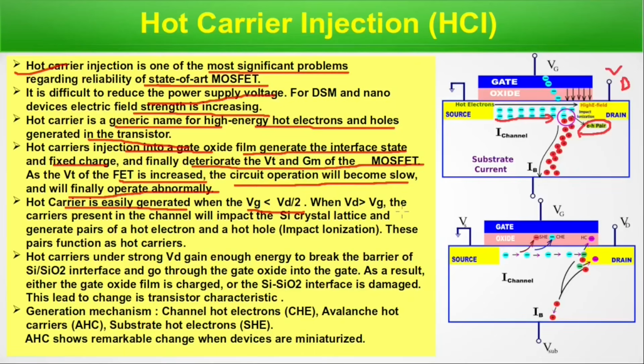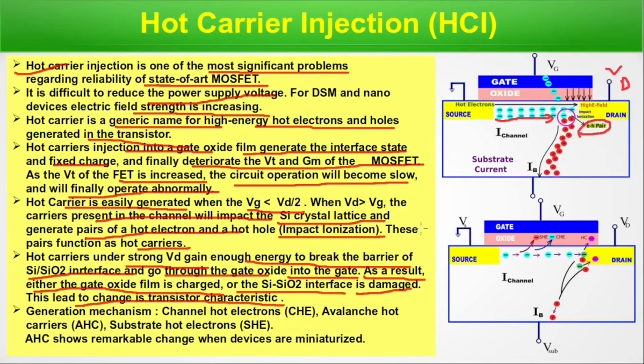When VD is greater than VG, the carrier present in the channel will impact the silicon crystal lattice and generate pairs of hot electron and hot hole, that is impact ionization. These pairs function as hot carriers. And now they are working as hot carriers, high energy carriers. Hot carriers under strong VD gain enough energy to break the barrier of silicon dioxide interface and go through the gate oxide into the gate. As a result, either the gate oxide film is charged or the silicon dioxide interface is damaged. These lead to change in transistor characteristic.